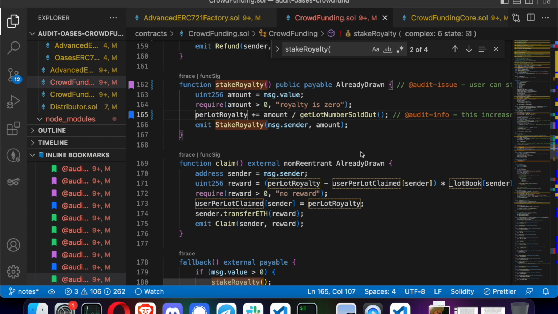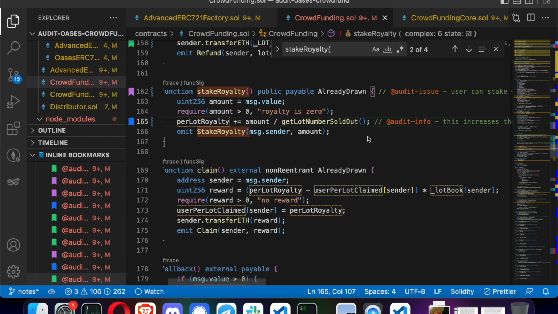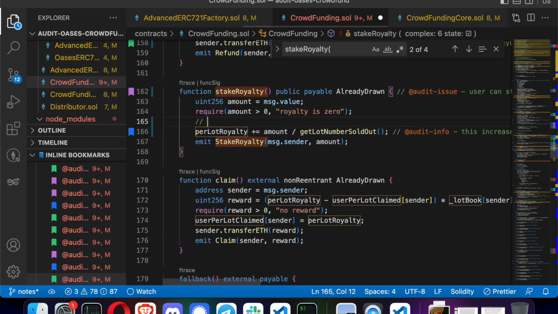Here's another finding that's maybe not obvious at first glance. The per lot royalty is incremented by the amount divided by the get lot number sold out.